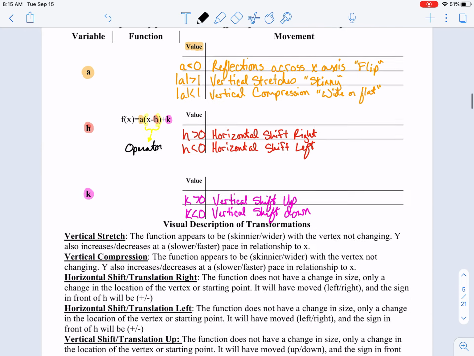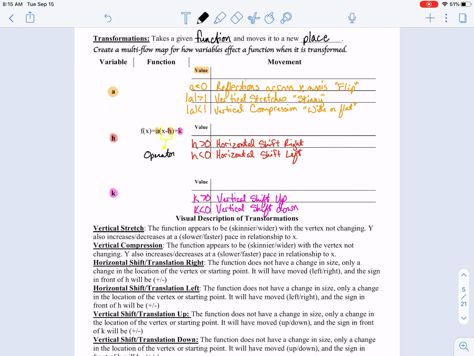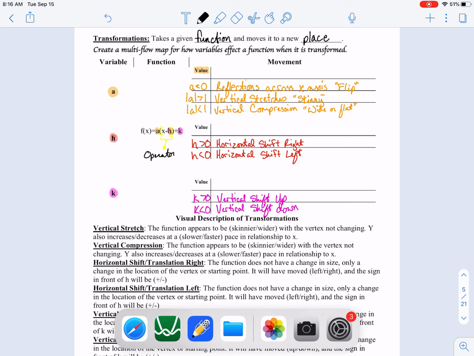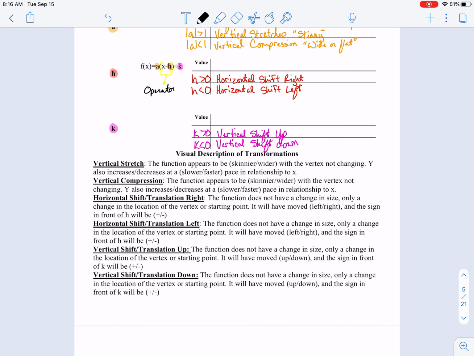So what I want you to do is go to Desmos or open up a Desmos after watching this video and complete the visual description of transformation. So just circle and fill in the blanks, or circle the right word for vertical stretch, vertical compression, horizontal shifts, vertical shifts.